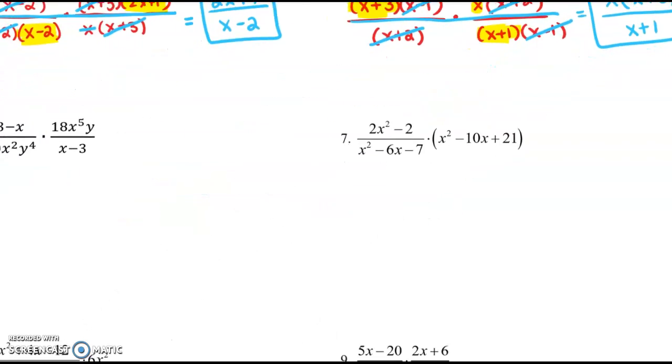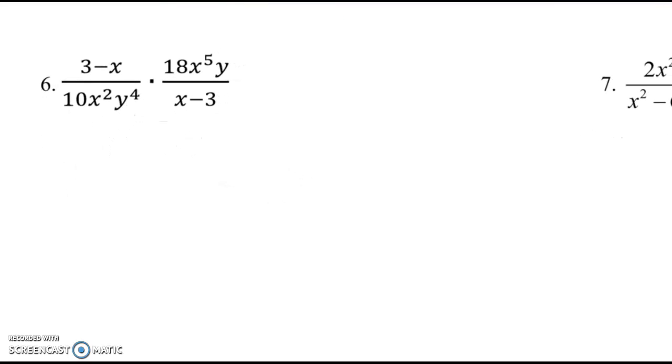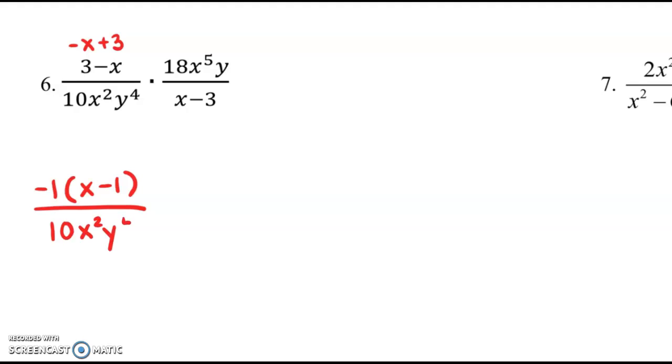Right, move on to the next one. Okay, so number 6 is not in standard form for the numerator, so I'm going to quickly write it in standard form, and then I'm going to pull out a GCF of a -1, which leaves me with x minus 1. The bottom's a monomial, so I can't go through and factor that. I have to leave it as a monomial.